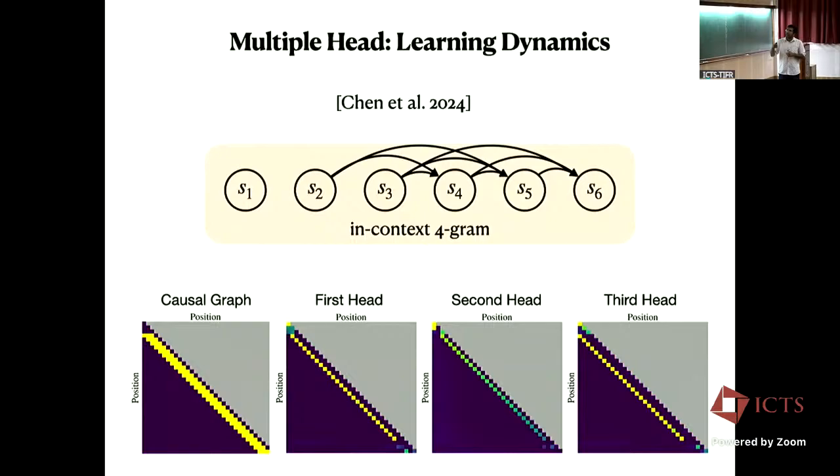There's a learning dynamics result of almost similar flavor to the result I showed before, where they analyze this setting, assuming you have an n-gram and a sufficient number of heads, like n, and from the overall dynamics you can show something similar. It learns an induction head and so forth.